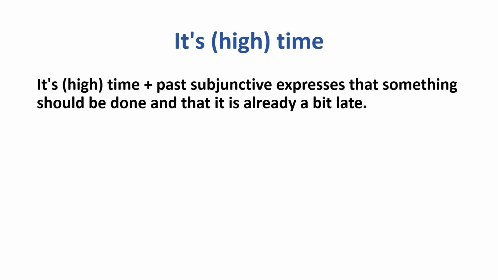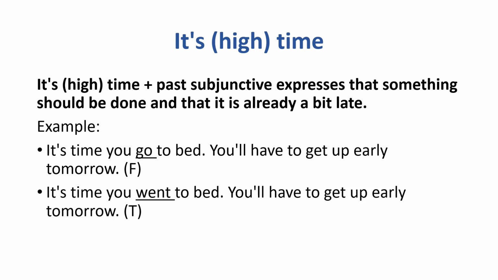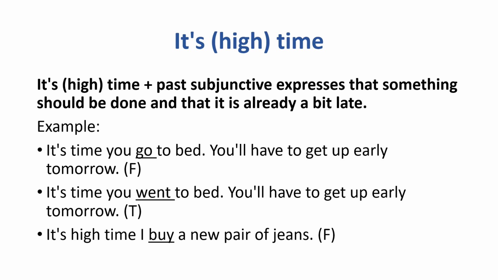It's high time plus past subjunctive expresses that something should be done and that it is already a bit late. Example includes, it's high time you go to bed. You will have to get up early tomorrow. ये गलत है, ठीक है. इसके साथ आपको past subjunctive express करना है, तो इसका correct version है it's high time you went to bed. You will have to get up early tomorrow.